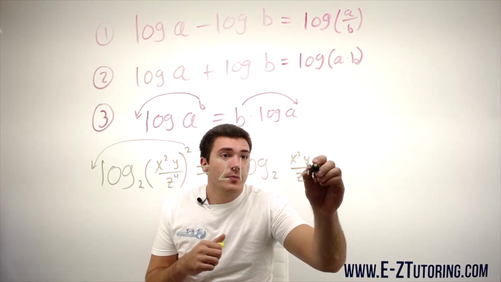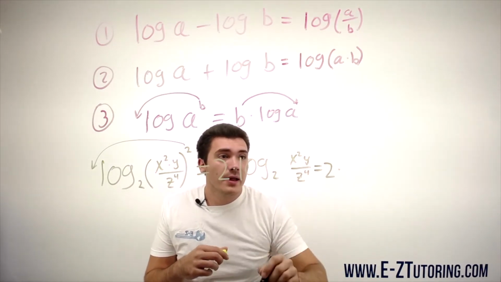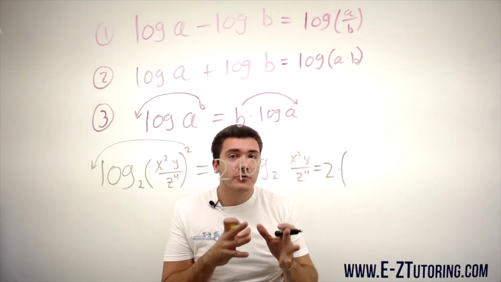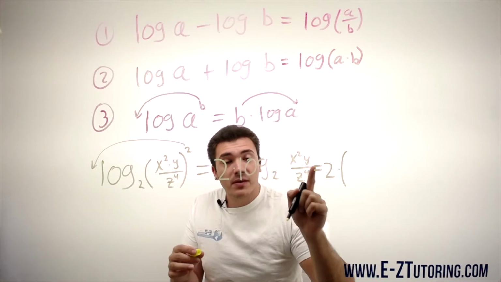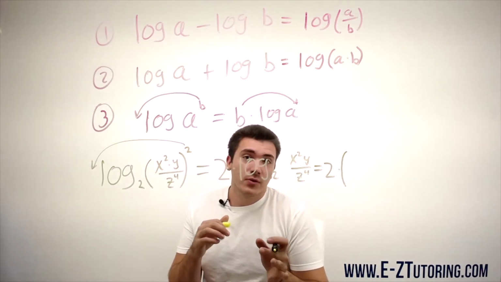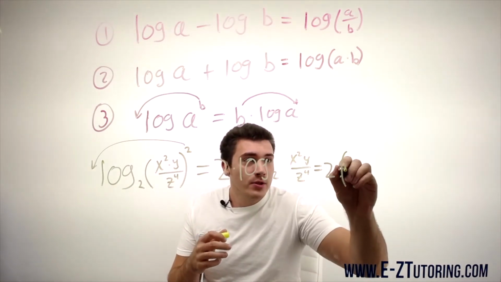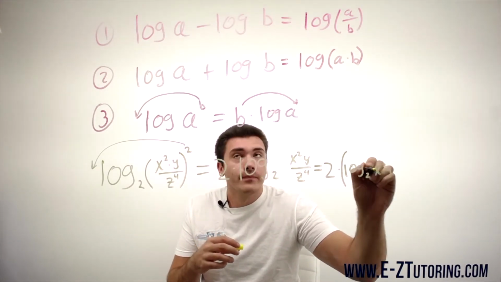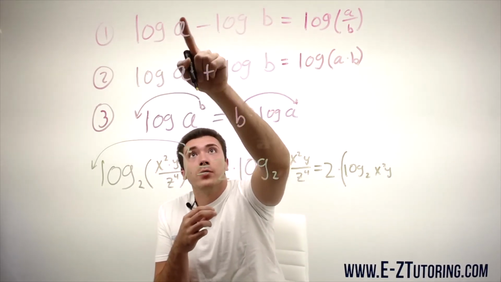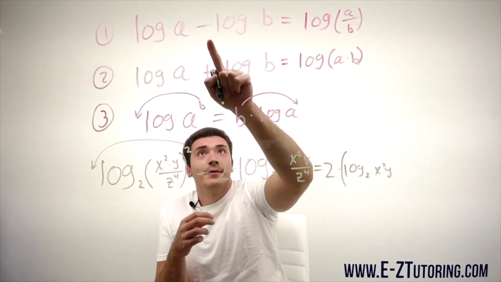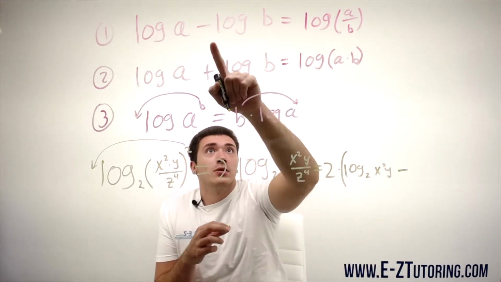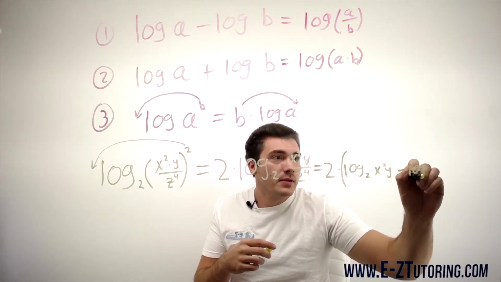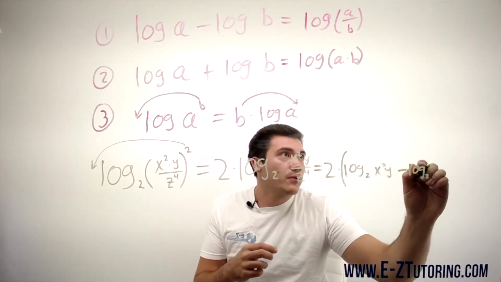So this will be equal to 2 times, and this 2 out front is going to distribute to everything, so we have to put parentheses. This step is extremely important and where the majority of students will mess up. So now we just have log base 2 of the numerator, just like this rule says, log of the numerator, minus log of the denominator, right there, log base 2 of the denominator, z to the fourth.